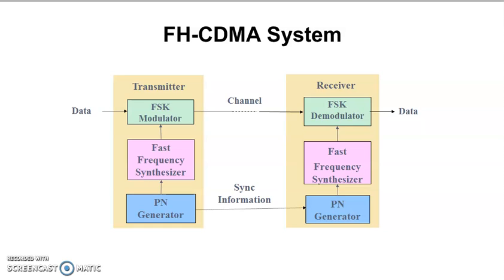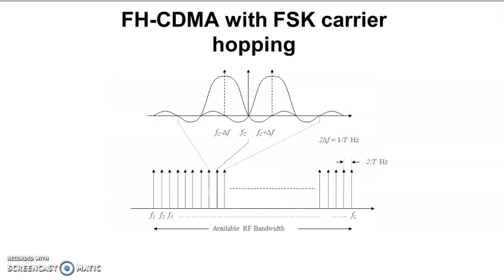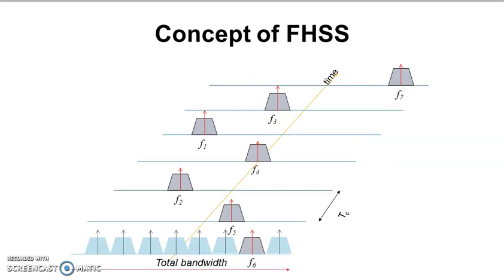Hi, we have seen a frequency hopping CDMA system earlier in the last lecture, in which we have an FSK modulator and an FSK demodulator, that is, for the transmitter and receiver side. These are about the available bandwidth, that is 1 by 2T for each, and here we have a total bandwidth, and here it is the concept of full frequency hopping.